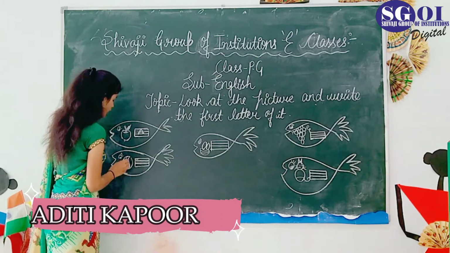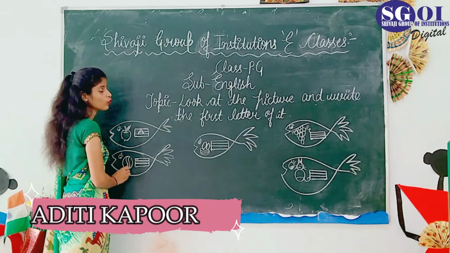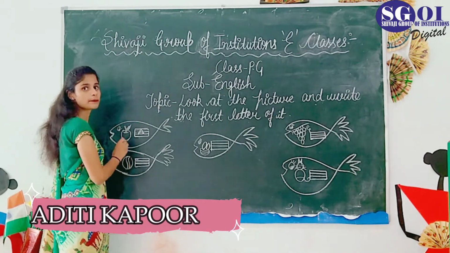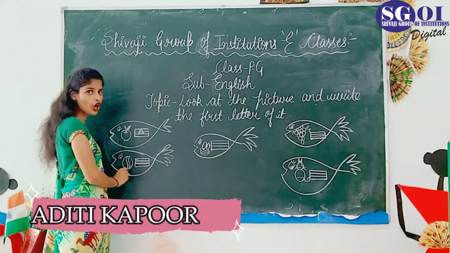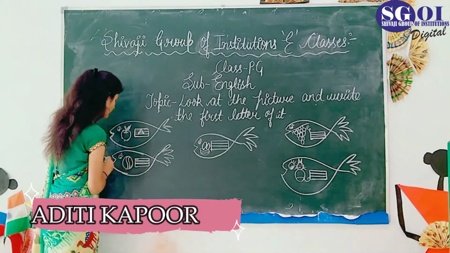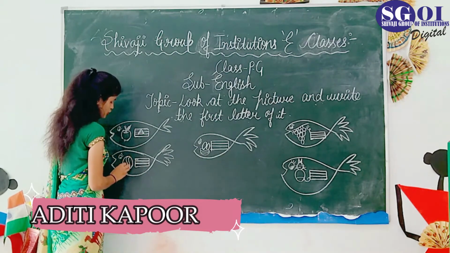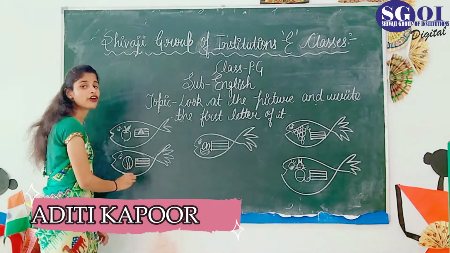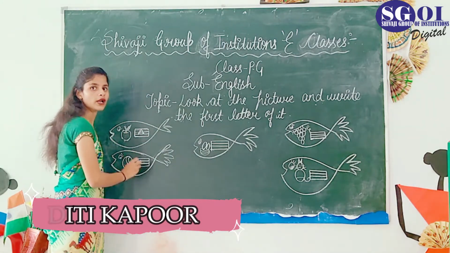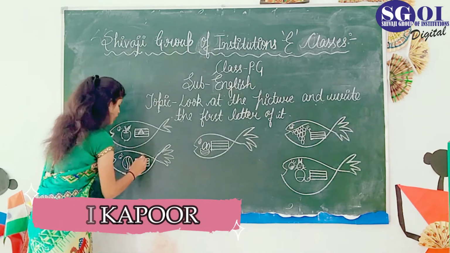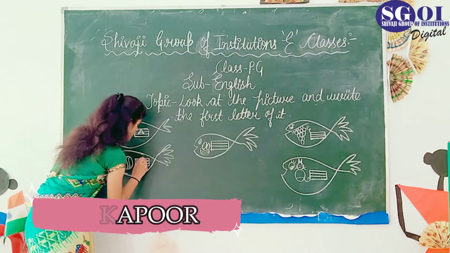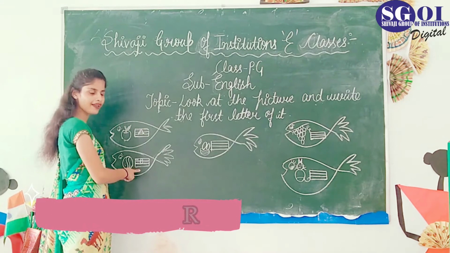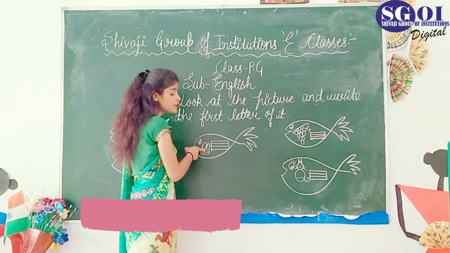Which picture is this? This is B for ball. This is the picture of ball, and you also play with a ball. So we write over here letter B, the first letter of ball. B for ball, just like this. Okay.